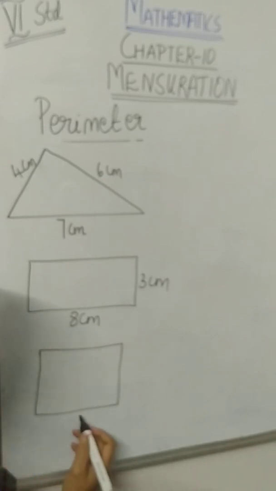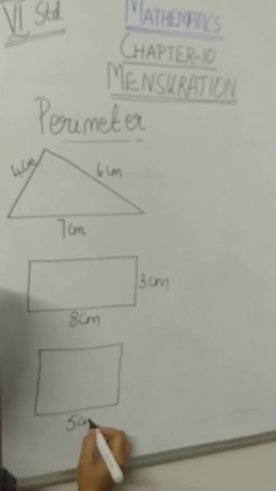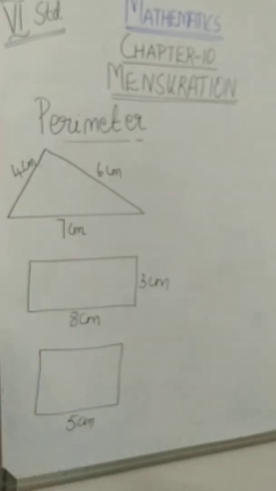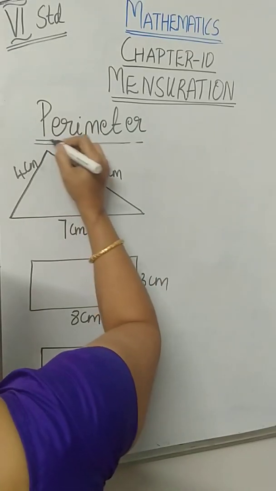where the length is given as 5 centimeter. See here, these are different figures. This is a triangle, this is a rectangle, this is a square. Let us calculate the perimeter of these figures.